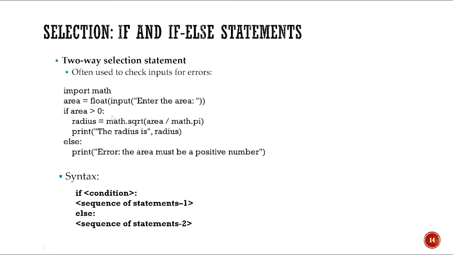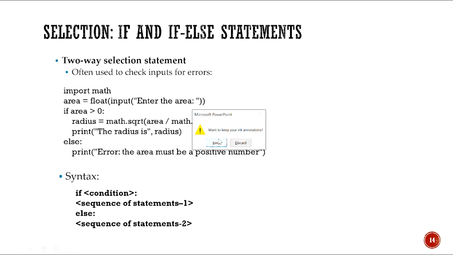If area is a positive number, then radius is equal to math.sqrt. So we are calling the square root. Sqrt is the function defined under the math module. So calculate this square root of area divided by the pi value, and then print the radius is this value. Otherwise, print this message that the area must be a positive number. So if the user enters a negative number, then we give that error, and then we guide the user, and then they can use that piece of algorithm properly. Okay.